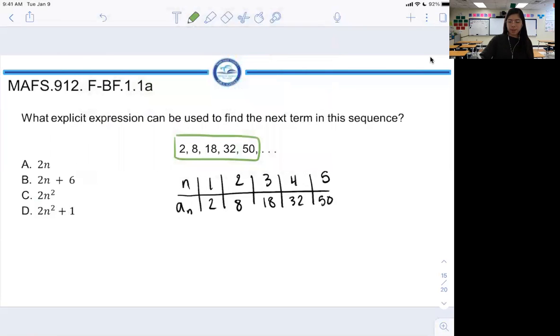I pick any point ever, any point at all. I'll pick this one. Plug in a 3, and you should get 18. Whichever one gives you 18 is the correct answer. So look through them. If you have the answer, let me know.